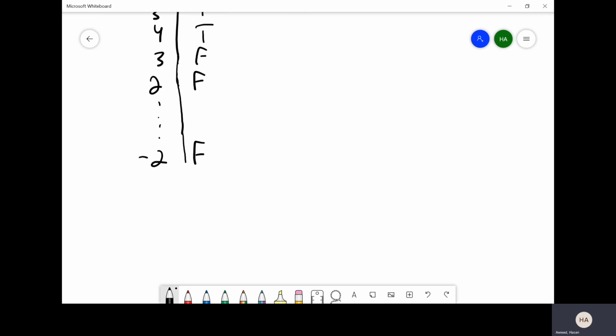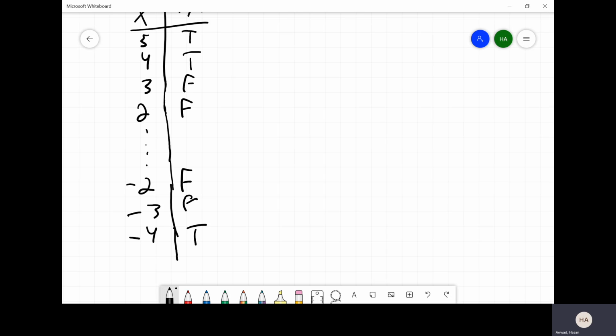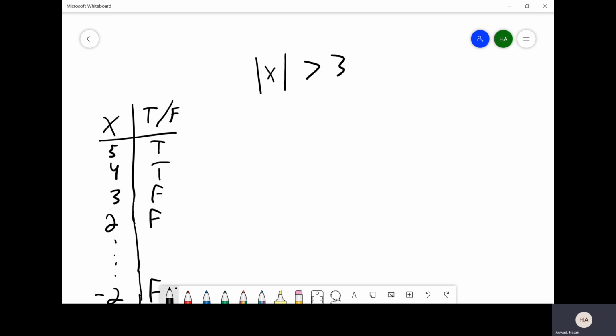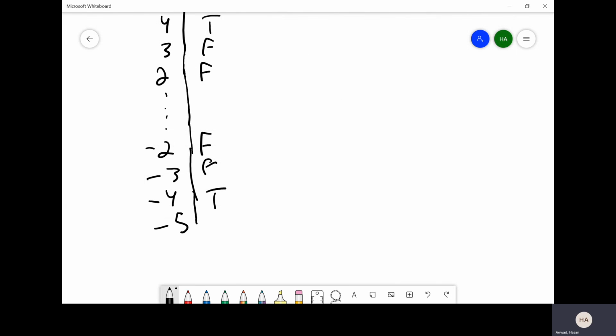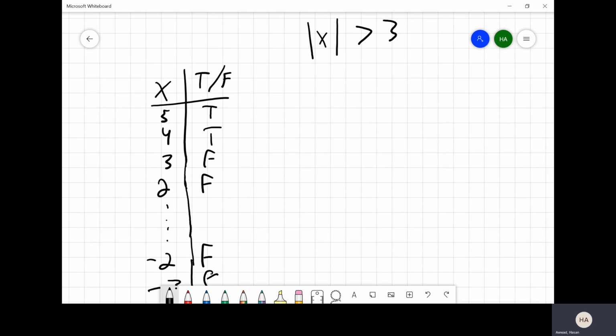So when does this start being true again? Well, -3, absolute value of -3 is 3. Is 3 greater than 3? No, right? So this is still false. But at -4, this is true again. We plug that in: absolute value of -4 is still +4, and +4 is greater than 3, so it's true. Same thing with -5, and so on and so forth. It remains true all the way down.